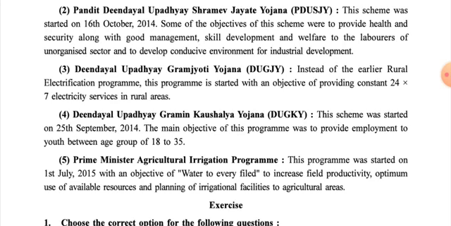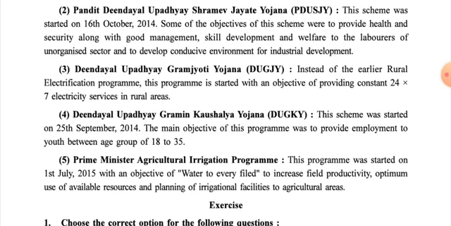Next one, plan number 4, is Deendayal Upadhyay Gramin Kaushalya Yojana, DUGKY. This scheme was started on 25th September 2014. The main objective of this program was to provide employment to youth between the age group of 18 to 35 years. Here, Gramin Kaushalya means skill. Basically, 25th September 1916 is the birth anniversary of Pandit Deendayal Upadhyay. So, on his birth date, this program was initiated by the government.